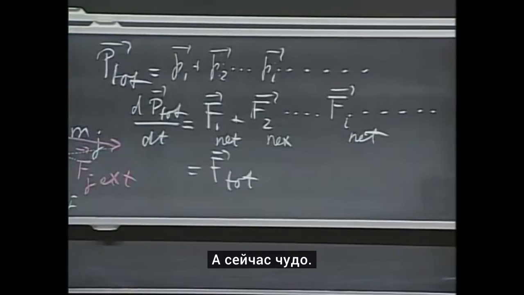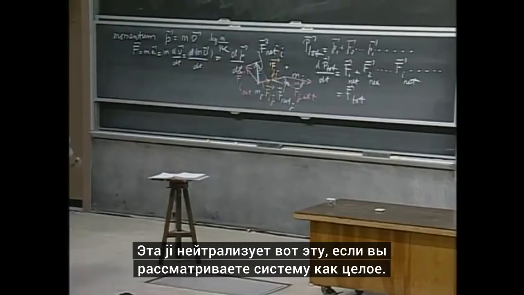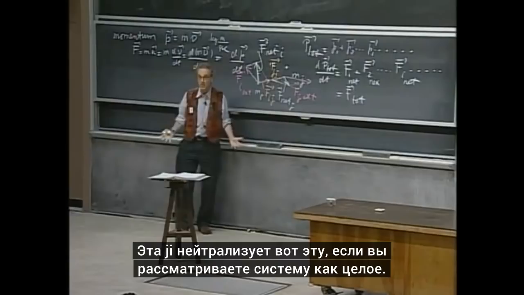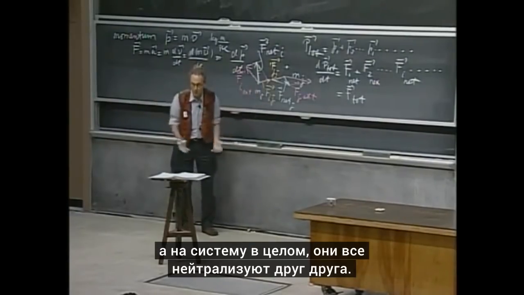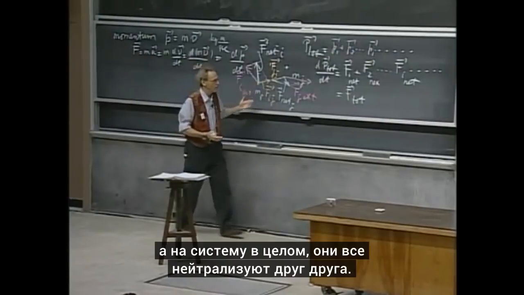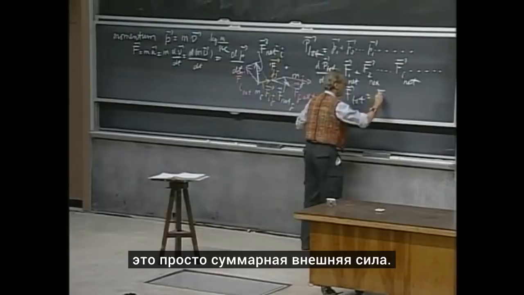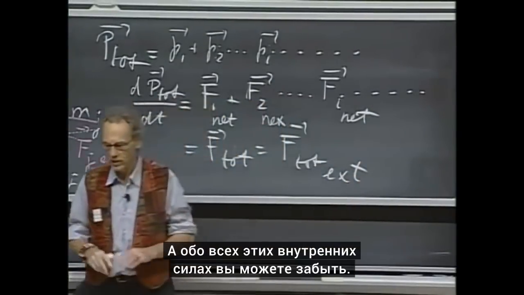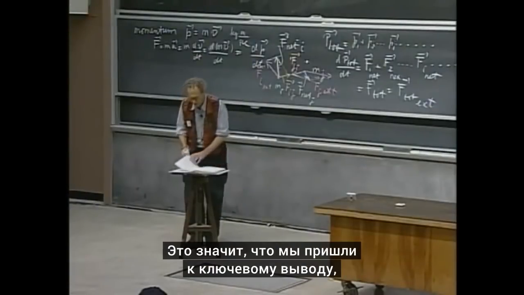Now comes the miracle. The miracle is that all these internal forces eat each other up. This Fji cancels this Fij if you look at the system as a whole, not if you look at the individual particles. But on the system as a whole, they all cancel each other out. And so the total force on the system is simply the total external force, and all the internal forces, you can forget about it.